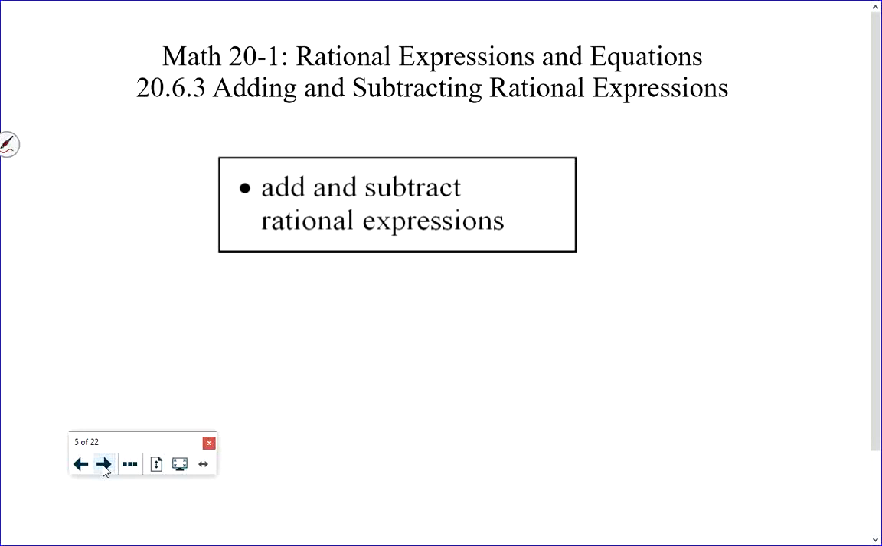And the thing I want to point out from the beginning here is make sure you don't go cancel crazy with this stuff. When we're multiplying, you see something on the top, you see something on the bottom, you can cancel them. You can't do that with adding and subtracting necessarily.